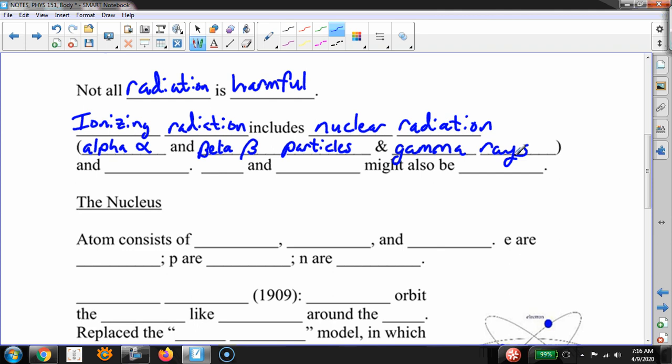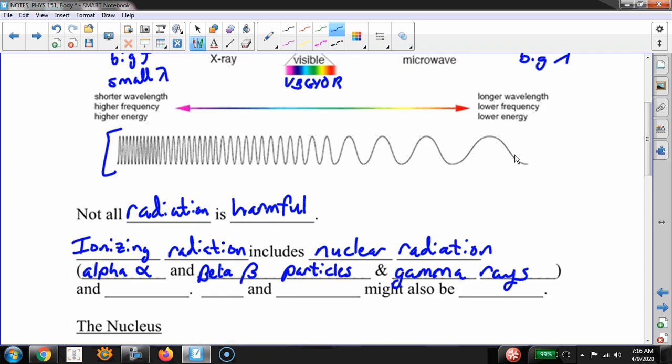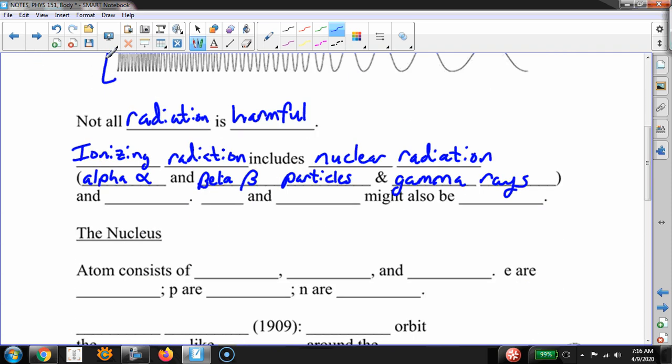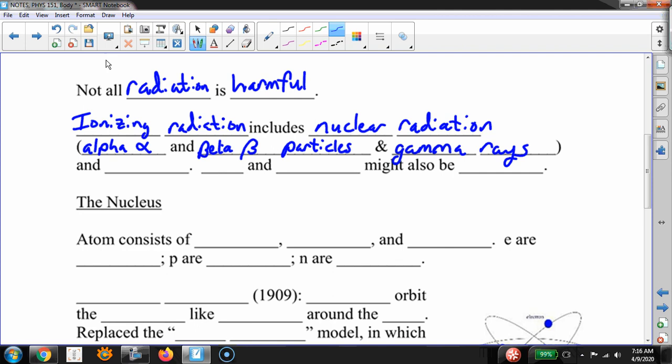Even though the particles are not really radiation, so to speak, we do consider them part of ionizing radiation. And then gamma rays are what we have on the high end of the electromagnetic spectrum. So ionizing radiation includes nuclear radiation and X-rays. So these things, nuclear radiation, alpha, beta, and gamma rays, and X-rays can actually ionize an atom, remove an electron from its orbitals. UV and visible may also be ionizing, but it depends on the atom that they're ionizing.